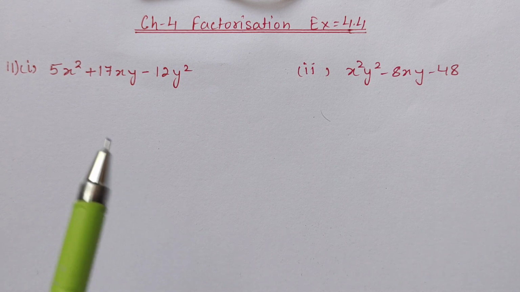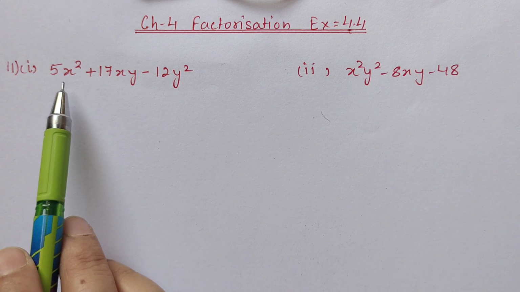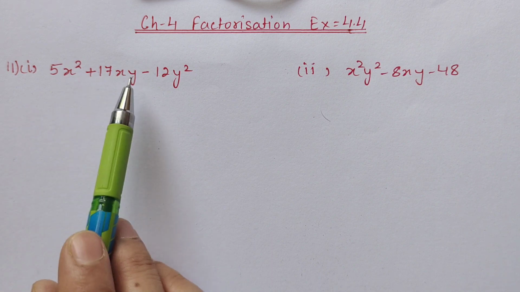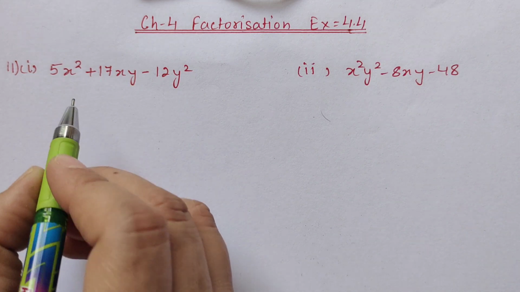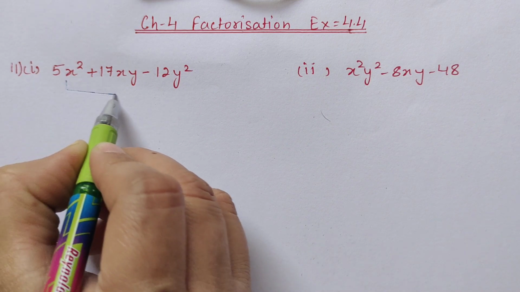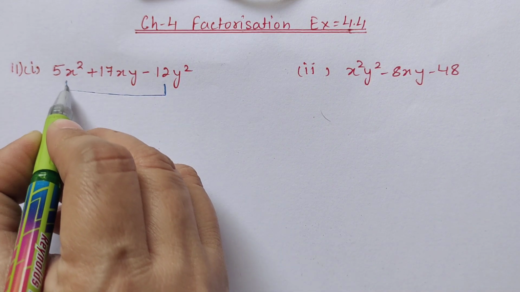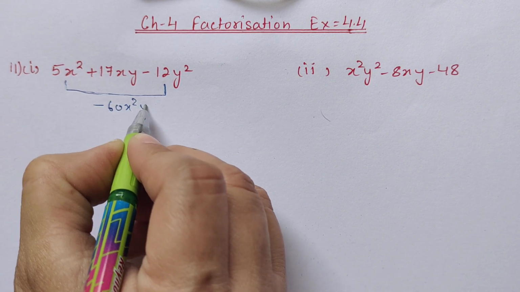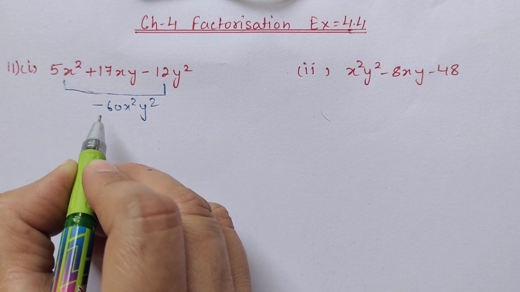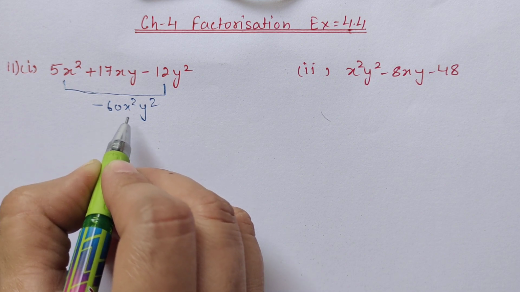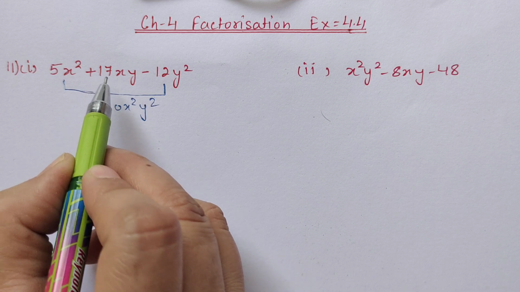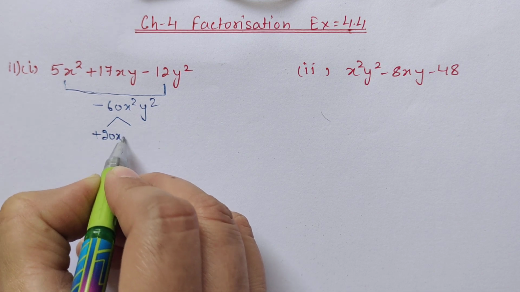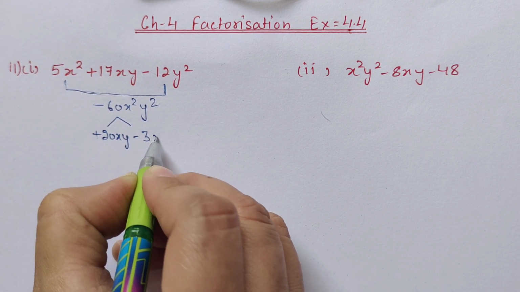So first we have to see one variable, x or y. Anyone we have to check, it should be in order: x square, x, and without x. After that multiply first and last with symbol. When you multiply first and last with symbol, we get minus 60x square y square. Minus symbol will indicate we have to subtract the factors of 60 such that after subtraction plus 17 should come. So factors are plus 20xy minus 3xy.